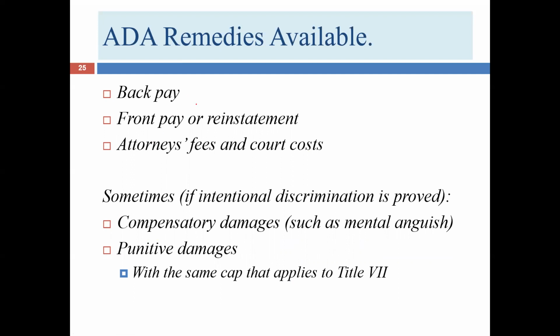So the successful plaintiff, and this is assuming the successful plaintiff lost his or her job, would be eligible for back pay, front pay, or reinstatement, not both, attorney's fees and costs, and if intentional discrimination is proved, compensatory damages and punitive damages. And the same caps that we saw with Title VII would apply. So the combination of compensatories with punitives for the very largest employers would be $300,000.